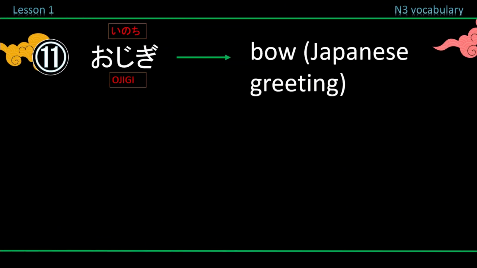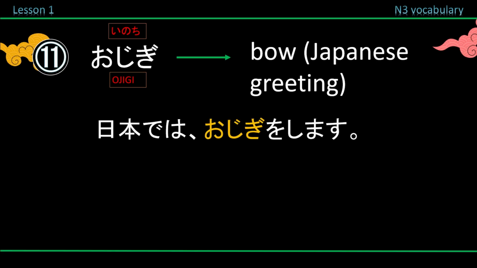In Japan, people often bow as a form of greeting. In Japanese, the bowing is called ojigi. Let's see an example sentence. Nihon de wa ojigi o shimasu. So the English meaning is, in Japan, people bow. This is a very common cultural expression, so it's good to remember both the words and its uses.